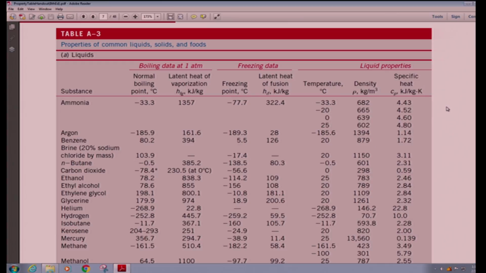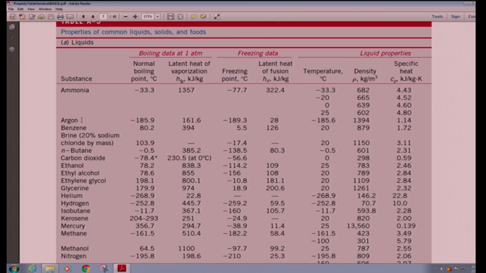If we look at table A3, you'll notice that there are several parts. The first part, part A, is liquids. So you'll see all these different liquids, and you'll see that the very last column is the heat capacity. Now, I don't know why the author does this, but he doesn't use the word heat capacity. He calls it specific heat in the text, and as you're reading it, you'll see specific heat here.